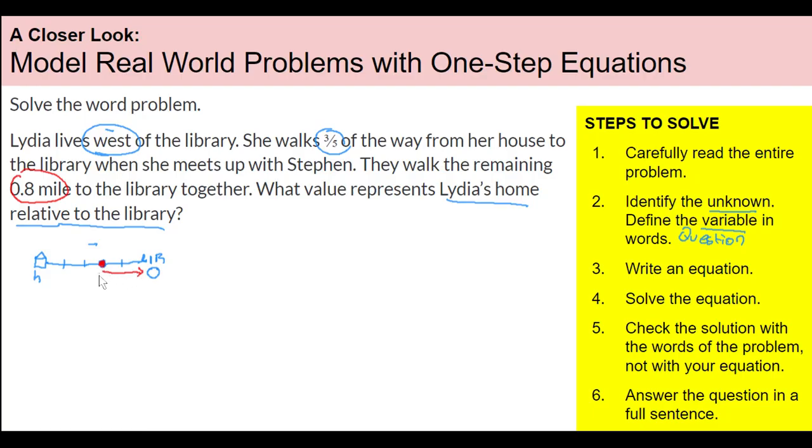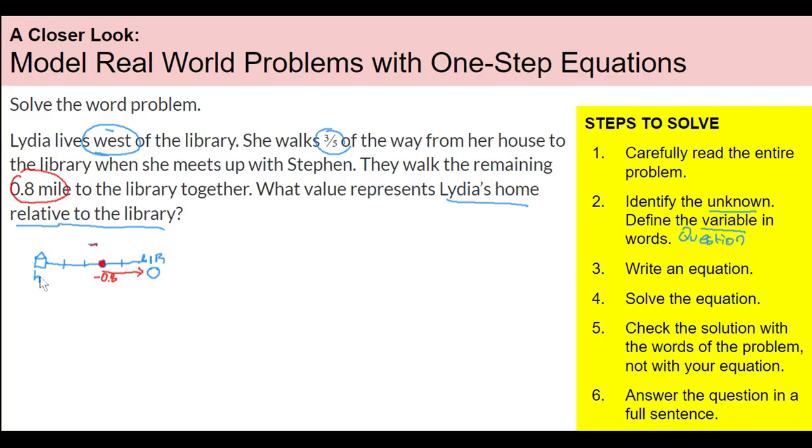So this must be negative 0.8, because that's what they walked, 0.8 miles. But this is negative 0.8 because remember, this is the negative side. Okay, so now let's write an equation based off of this. We know that she walked 3/5 of the total way. The total way would be from her house to the library. So she walked 3/5 of this entire length.